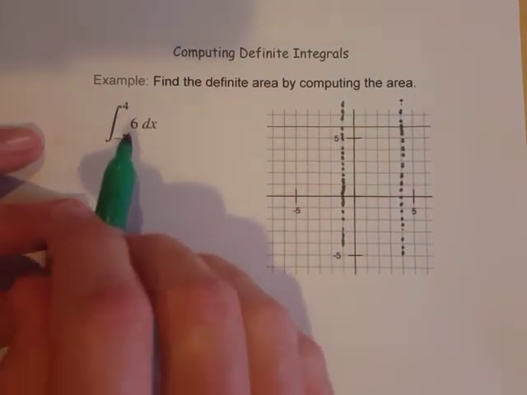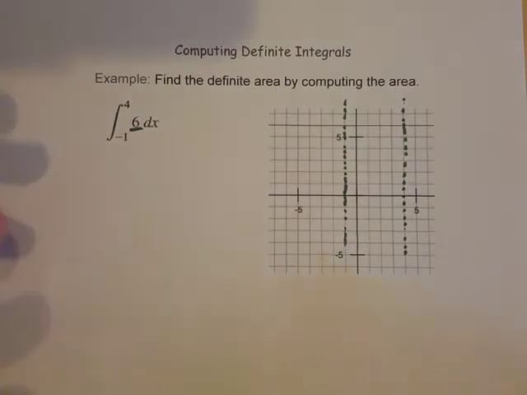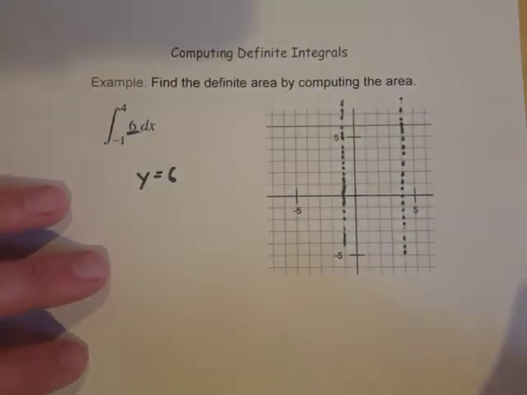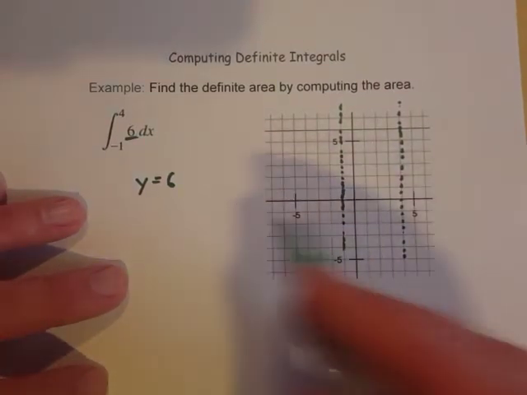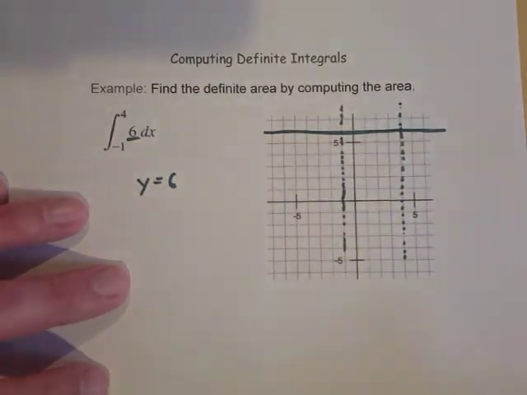Now the other thing that we have here is that it says 6. Now 6 is the function. That's a pretty basic function here. That's just y equals 6. And as you probably know, y equals 6 is just a horizontal line. So that's this line that's going right through here.